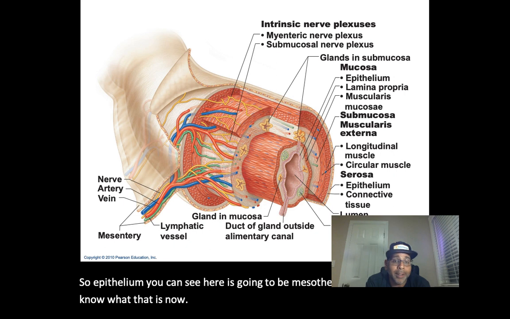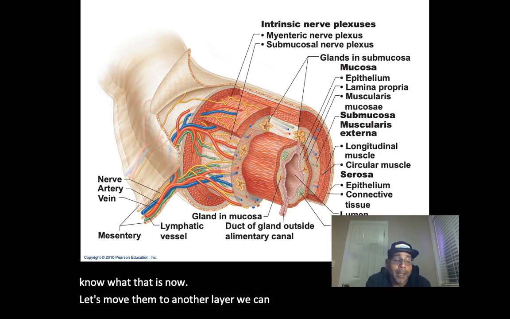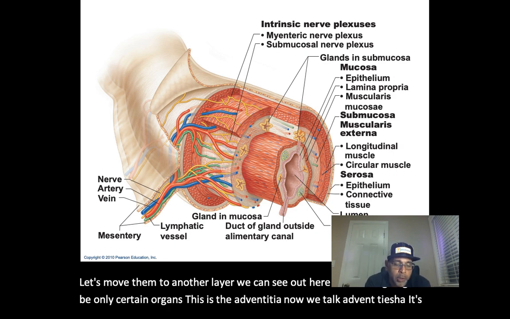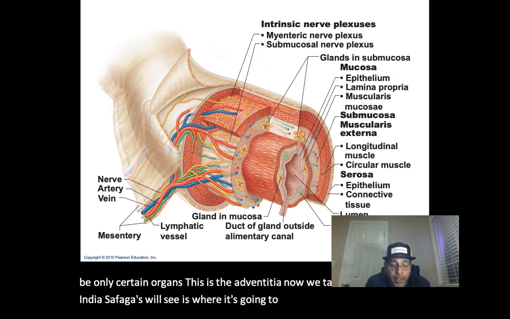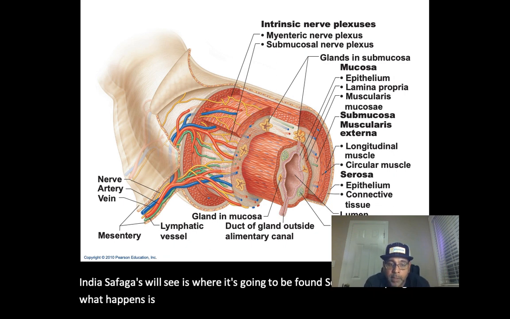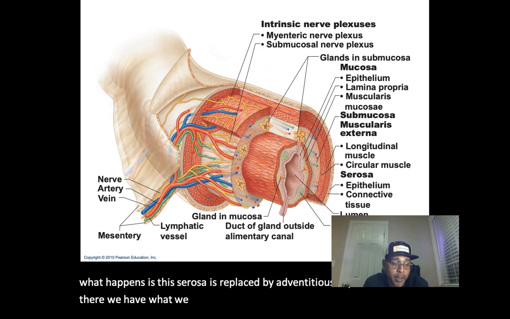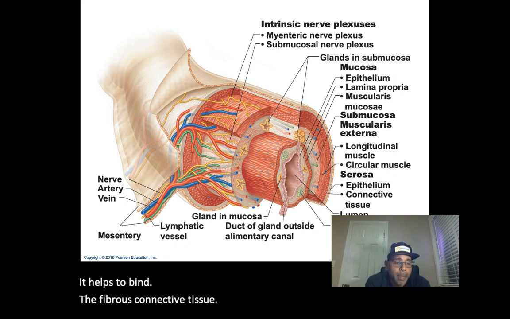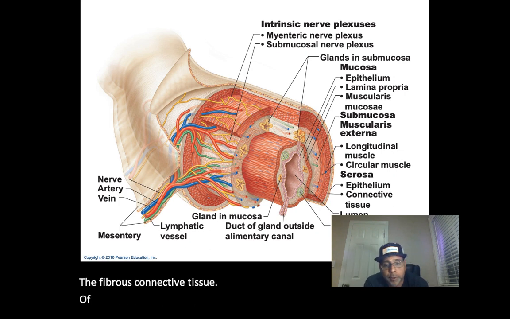Let's move then to another layer we can see out here, and that's going to be in only certain organs. This is the adventitia. It's found in the esophagus, where the serosa is replaced by adventitia. In place of serosa there, we have what we call adventitia. It's ordinary fibrous connective tissue that helps bind the esophagus to surrounding structures.